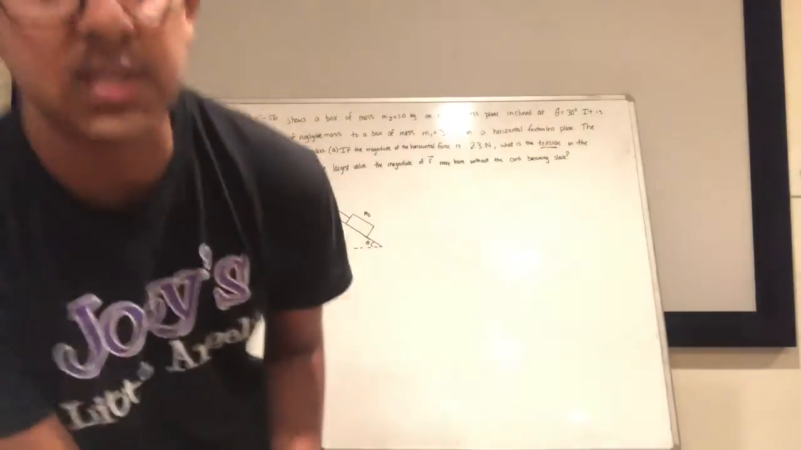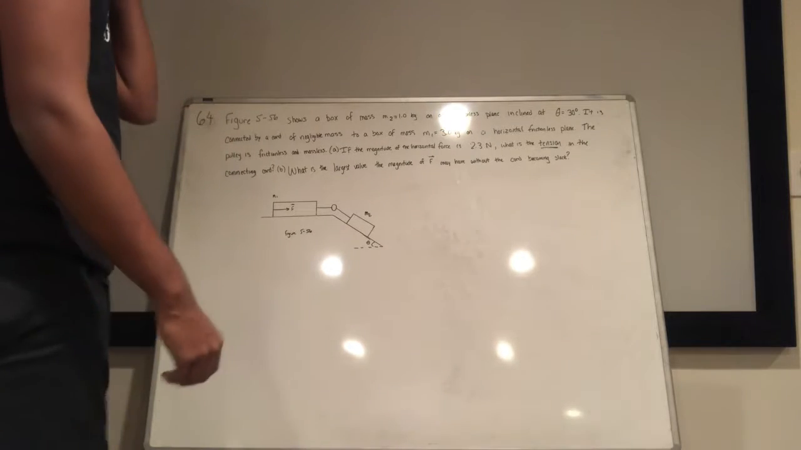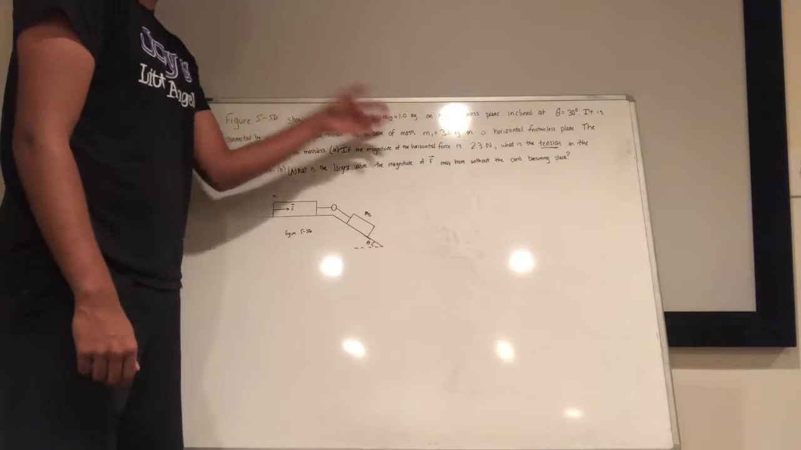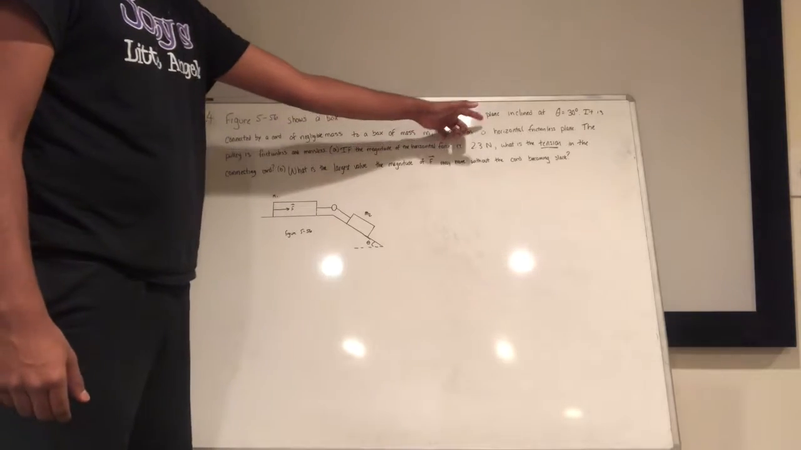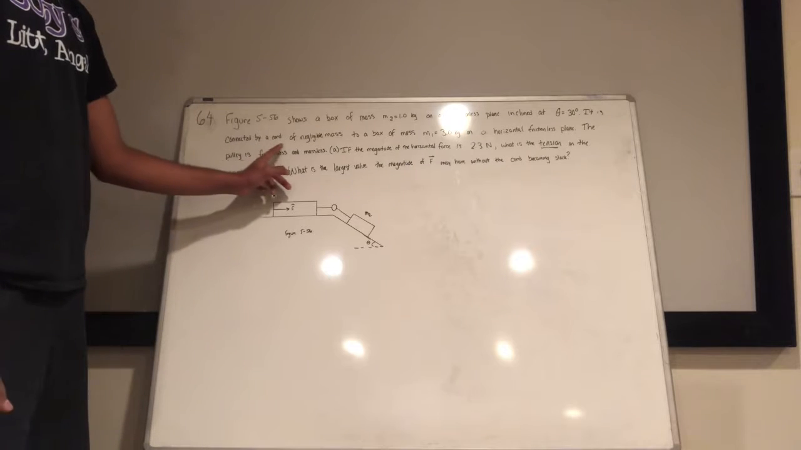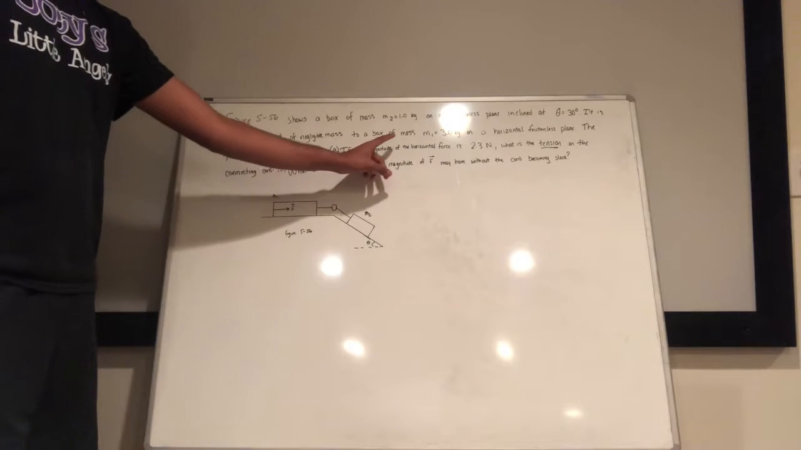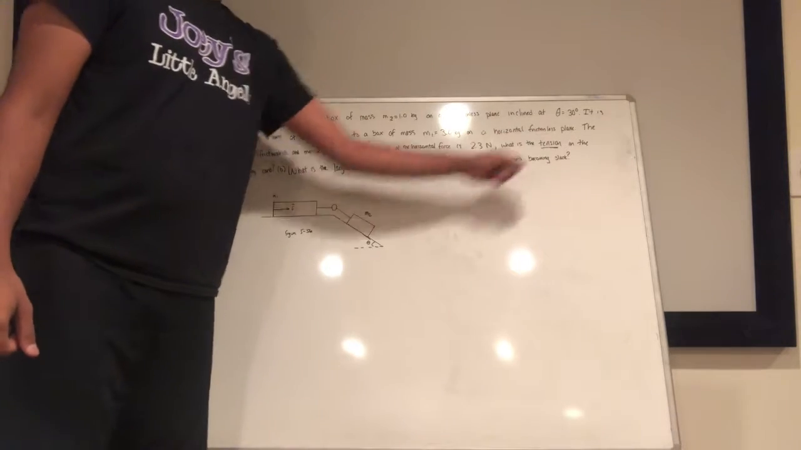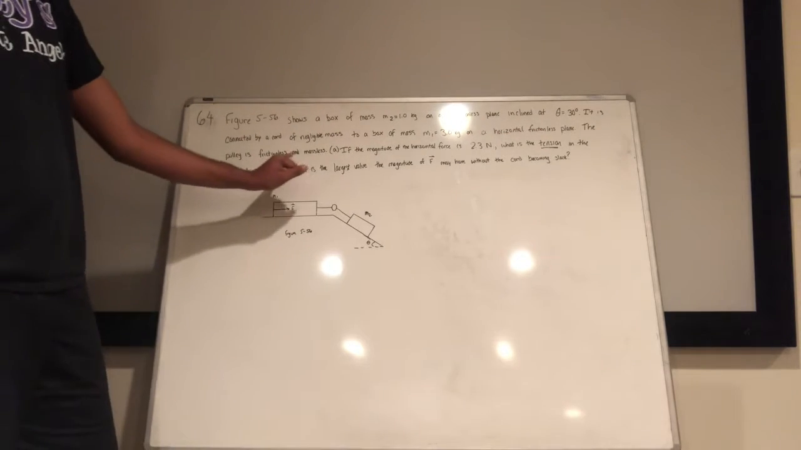So, I got problem 64 from the Halliday textbook. Let's read it out. Figure 5-56 shows a box of mass M2 equal to 1 kilogram on a frictionless plane inclined at theta equal to 30 degrees. It is connected by a cord of negligible mass to a box of mass M1 equal to 3.0 kilograms on a horizontal frictionless plane. The pulley is frictionless and massless.